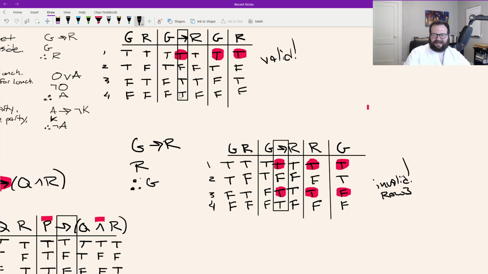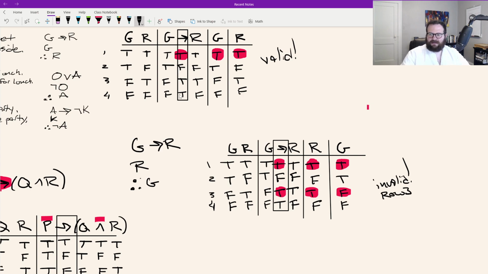Each row is like a possible world, a way things could be. So we're saying in this world, world 3, the argument doesn't work, and therefore it's not a valid argument, okay? So this is how we use truth tables to check for the validity of an argument.